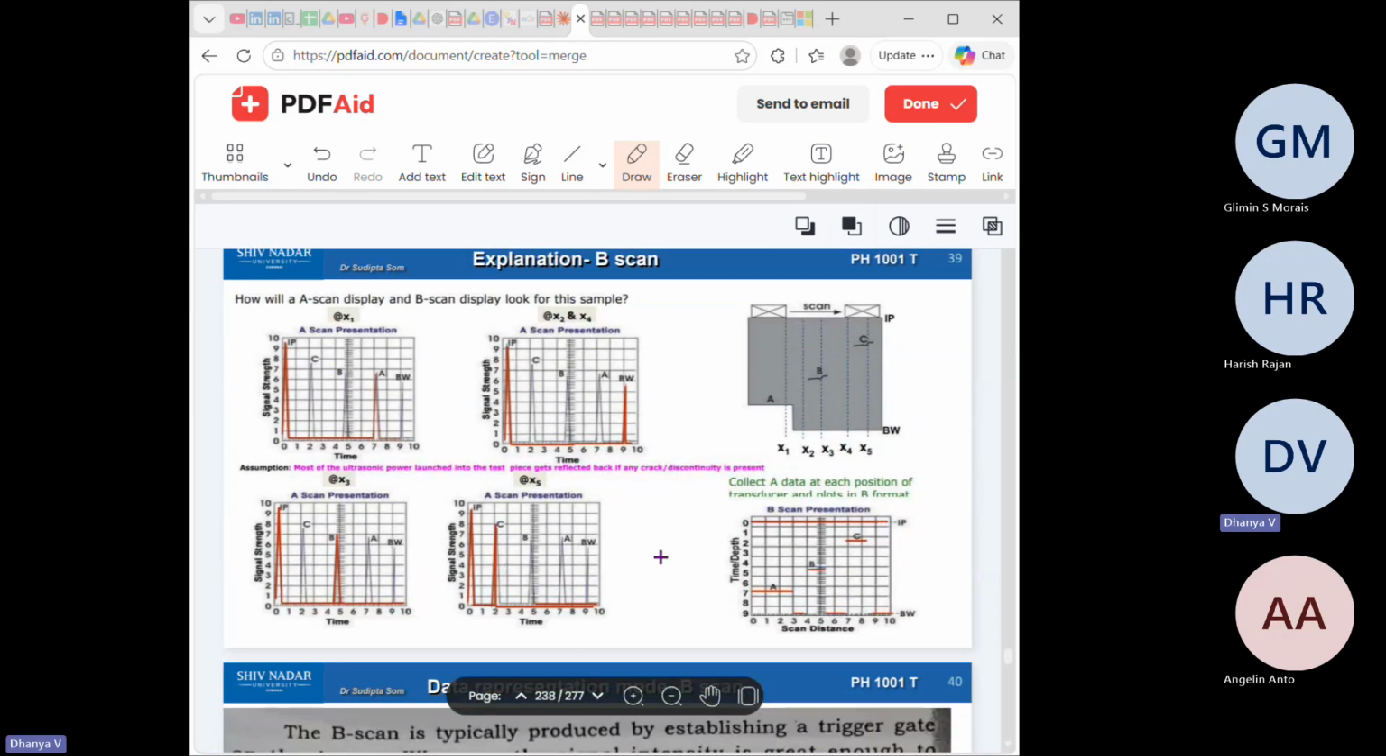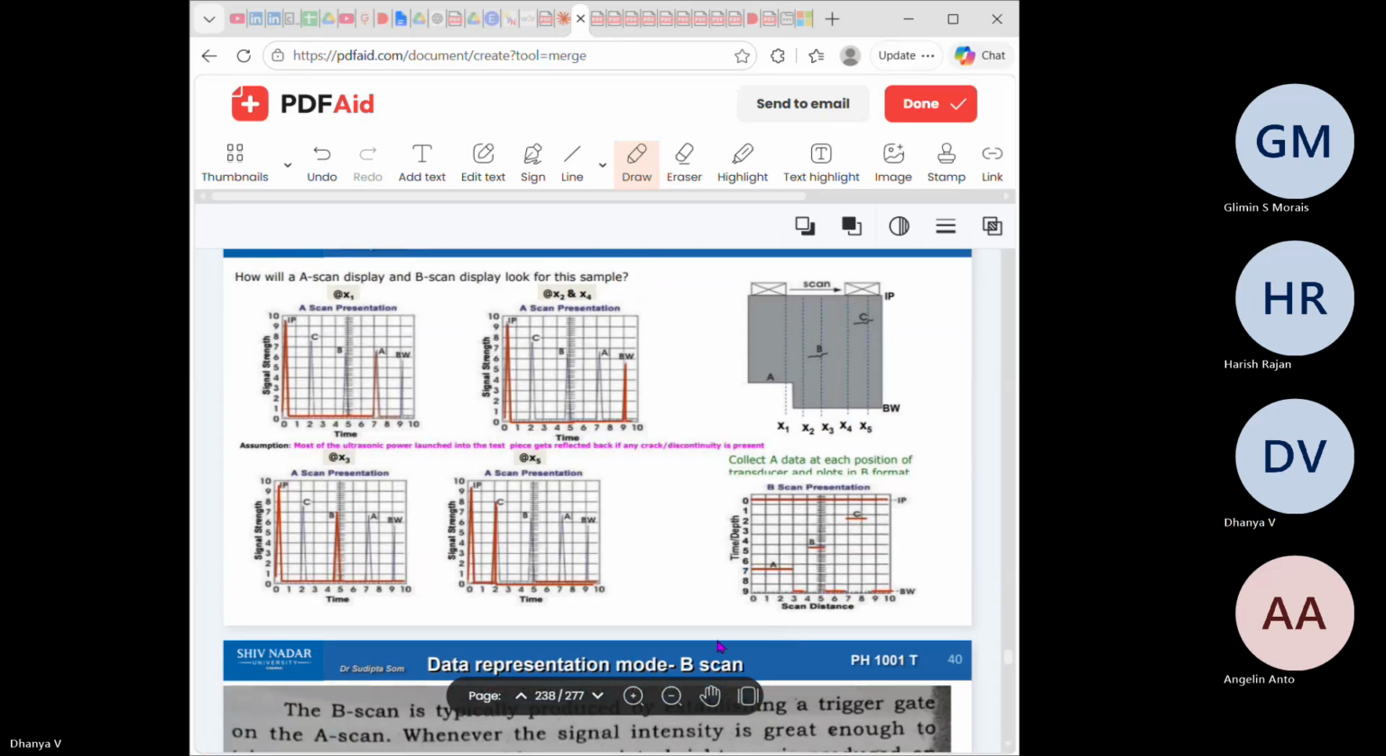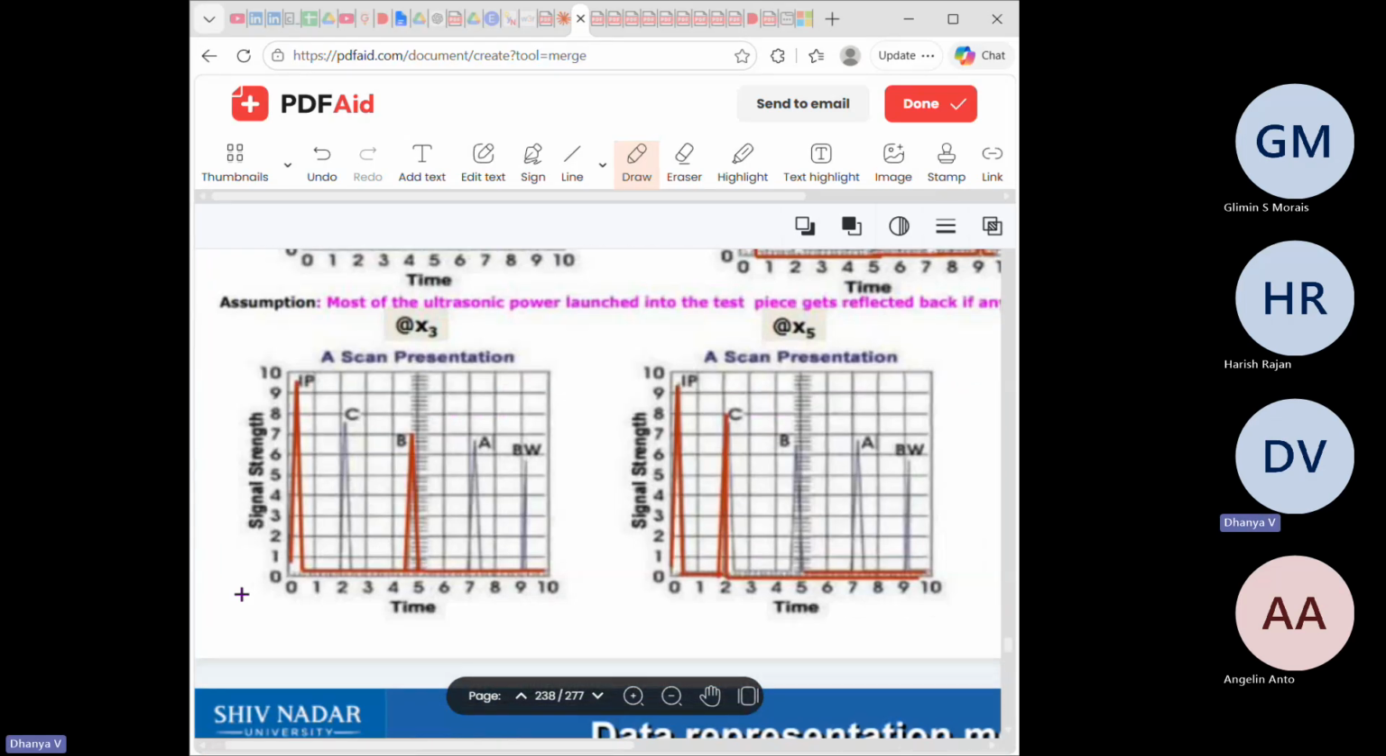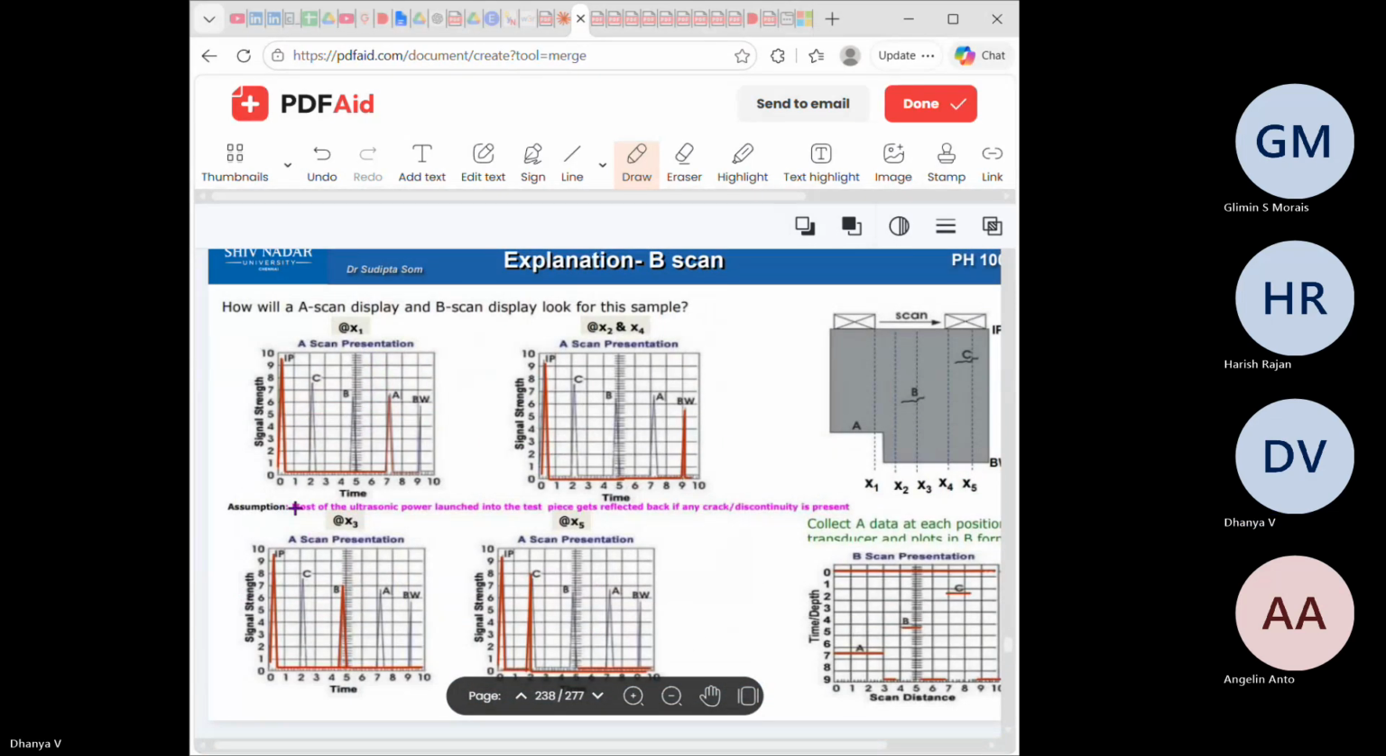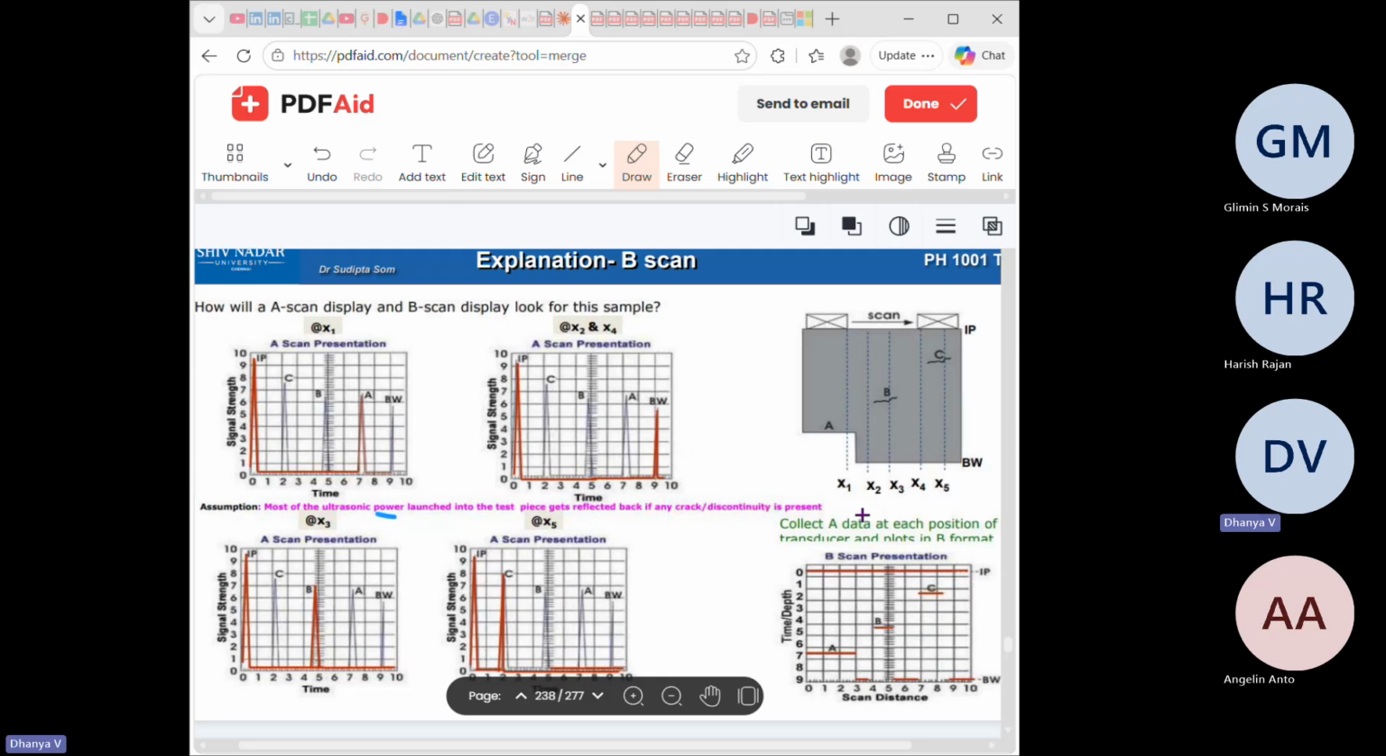That's all the same, just different examples. If you see here, power. Why was I talking pressure? Okay, power. Most of the time, the ultrasonic power launched into the test piece gets reflected back if any crack or discontinuity is present.